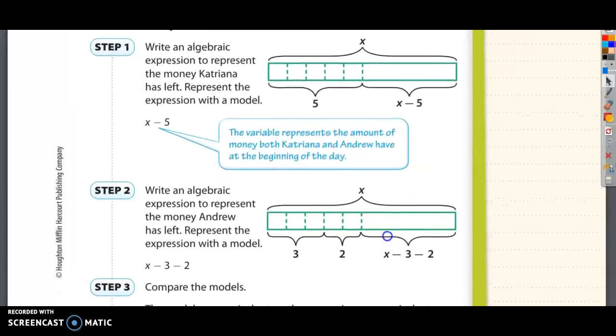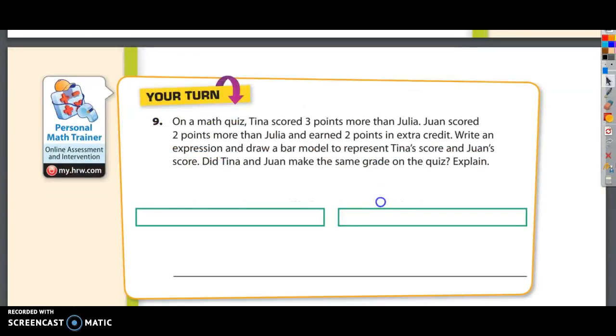All right, we're going to do one more problem on this video. We're going to go ahead and do the your turn on the top of page 264. After this problem, we'll be done with this video and we'll start a new video for the next section. Your turn, number 9. On a math quiz, Tina scored 3 points more than Julia. Juan scored 2 points more than Julia and earned 2 points in extra credit. Write an expression and draw a bar model to represent Tina's score and Juan's score.